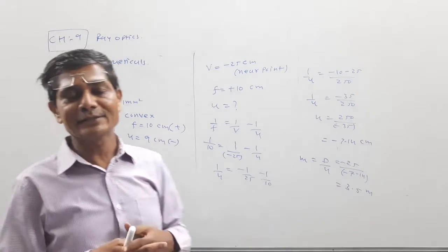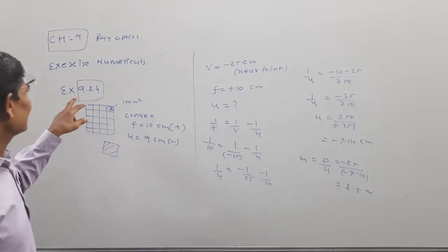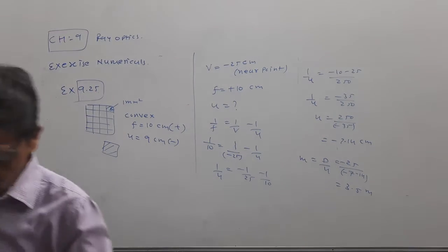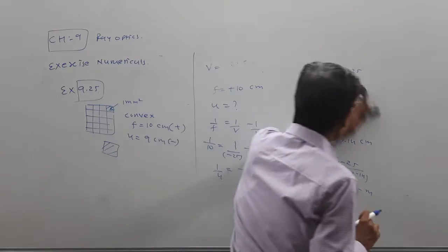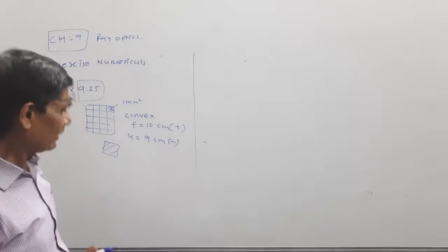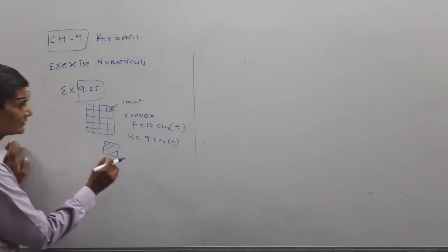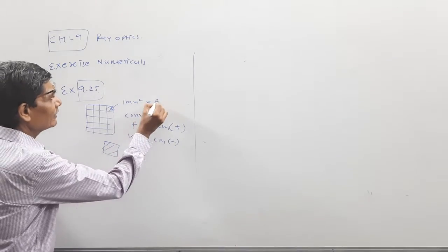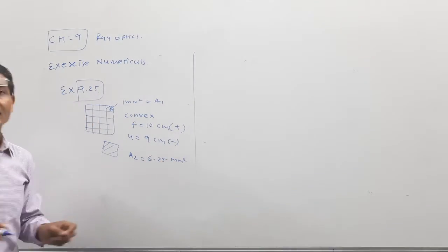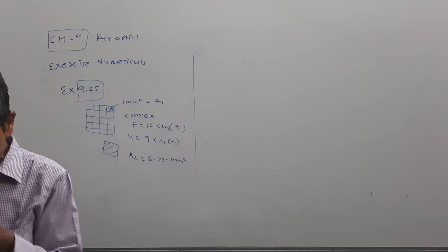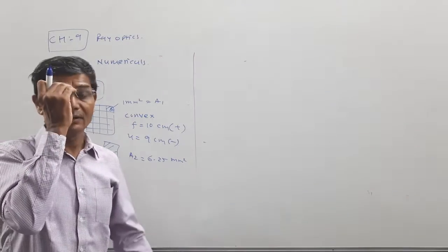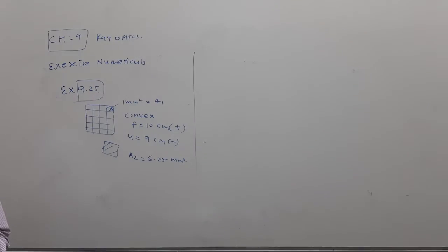Now our next numerical is also in continuation with 9.24. That is exercise number 9.25. What does the question say? The area of each square is given as 1 mm square. This is our A1 and this is A2. The magnification we have to obtain is 6.25 mm square. So what should be the distance between the object and the lens? That is nothing but our object distance.